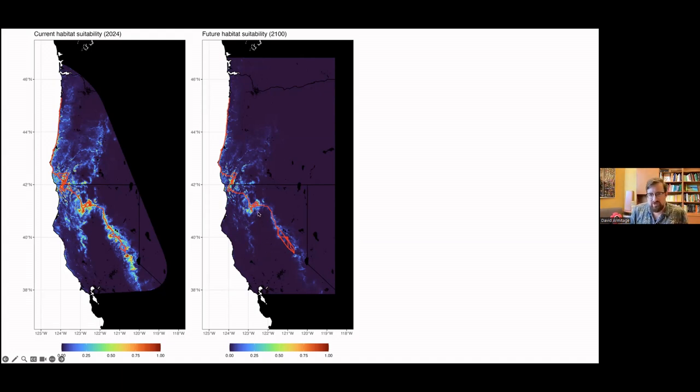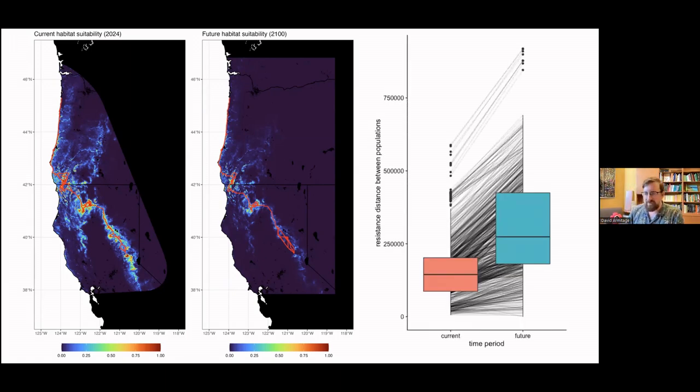I did the same thing under future environmental scenarios, so climate change scenarios, and then asked what is the average distance between populations, the functional distance between these populations, and found that on average, we predict that it's basically going to take a lot longer for genes, pollen, and seeds to be exchanged between these populations in the future than it currently is.